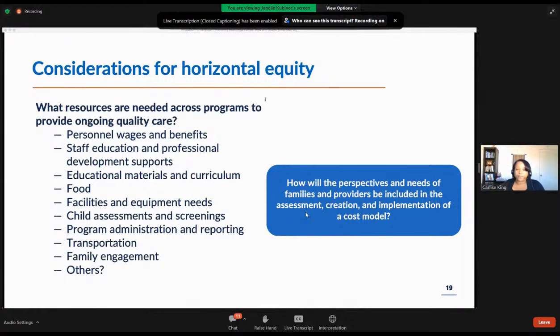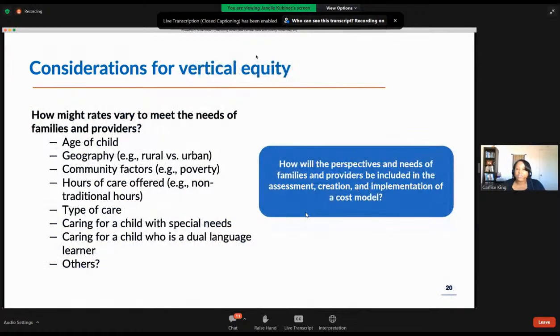Next slide. As I mentioned earlier, we know that the base will not be enough for all providers because they're not all starting in the same place. So how might we vary the base to support different types of care or programs situated in different communities? For example, an adjustment factor needed for care in rural communities where there are fewer options for care and families need to travel longer distances to access care, or in communities with higher poverty rates where families have less capacity to pay the full cost of care. And then again, how will you involve families and providers in what this looks like?